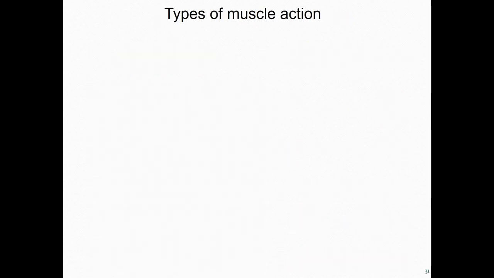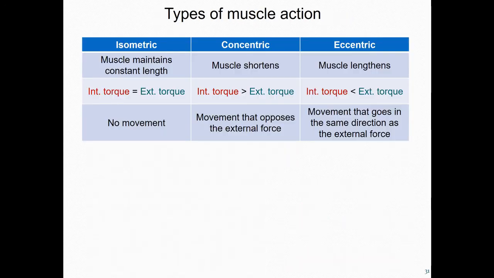There are three basic types of muscle action. These are isometric contraction, concentric contraction, and eccentric contraction.